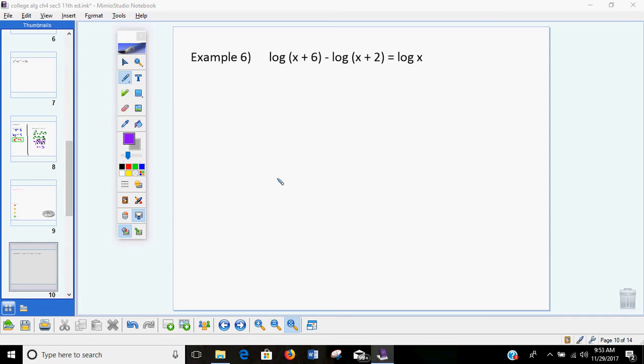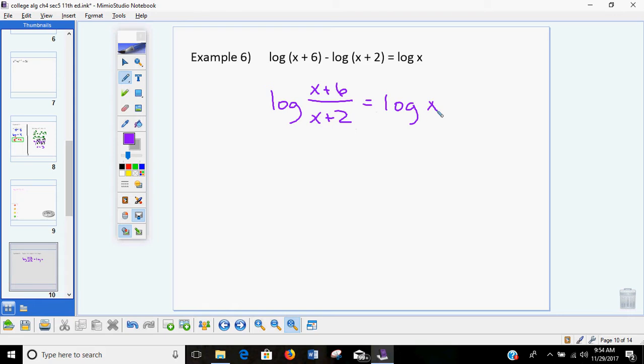Let's look at example 6. In this example, we have logs on both sides of the equals. So remember your hint said to simplify both sides and then cancel out your logs. Now we can simplify this left side. We know by the rules that if they subtract, we can turn it back into division. So I'm going to make this log of (x + 6)/(x + 2) equals log of x.